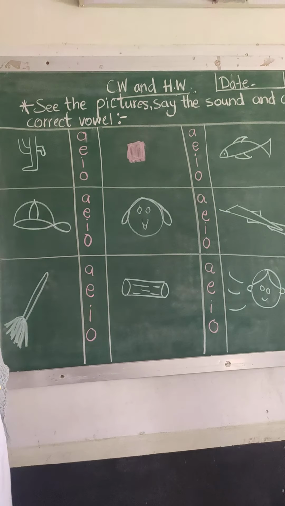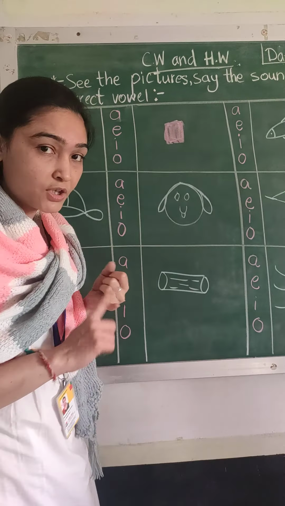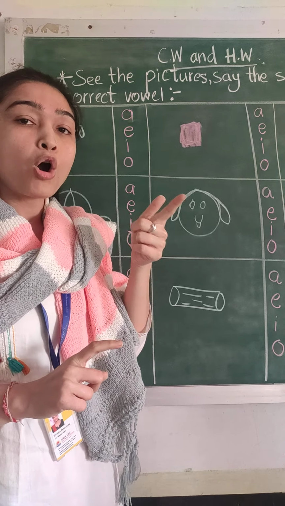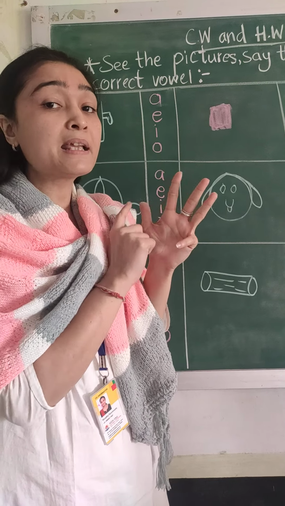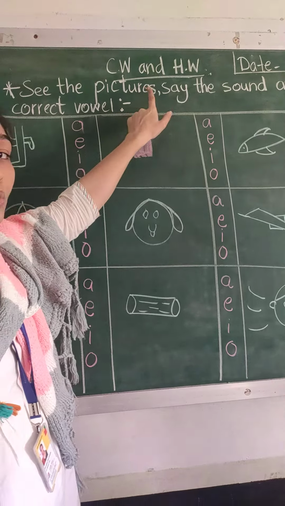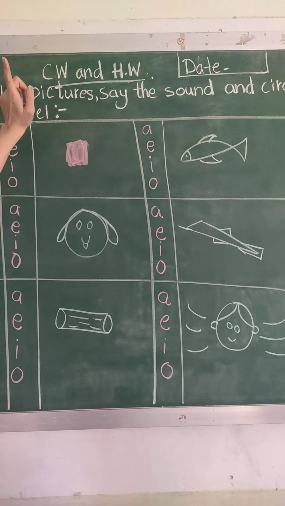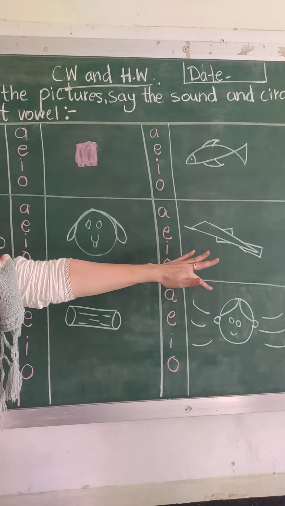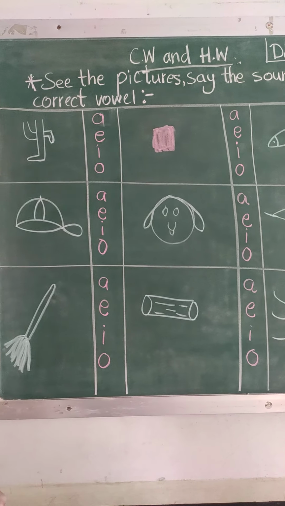So children, let us move on now to our classwork and homework. We have done the revision of our sight words and our CVC words of ob, od, og and op. Now let us start our classwork and homework in the notebook along with the date. Please write today's date. This is your classwork, and the same can be your homework, or you can write some other words also. So let us see what is the heading.